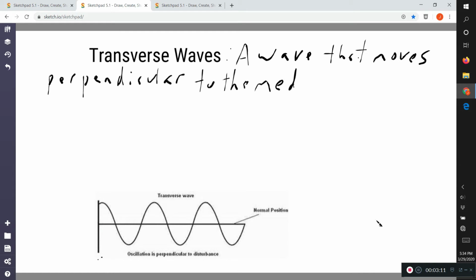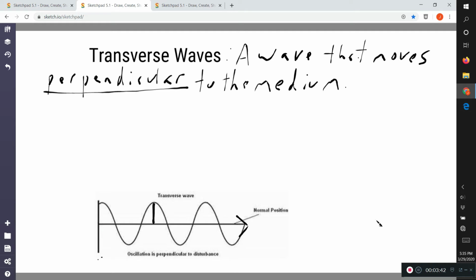If you remember, the word perpendicular means at a 90-degree angle, at a square angle. So if we look at this wave down here, the material, like the water, is really moving up and down, but the energy is moving along the direction of the wave. So the energy is moving one direction where the matter moves at a 90-degree angle of that direction.